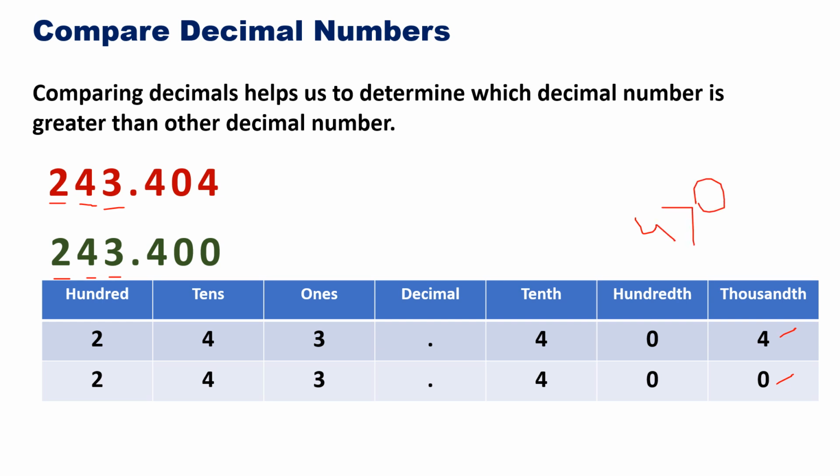So this 243.404 is greater than 243.400. For comparing these two numbers, we went to the thousandths place. There only we came to know that 4 is greater than 0. That's why 243.404 is greater than 243.400.